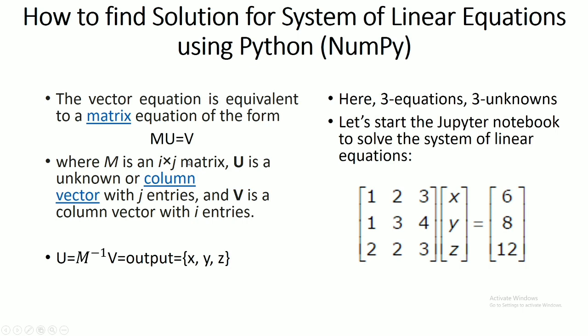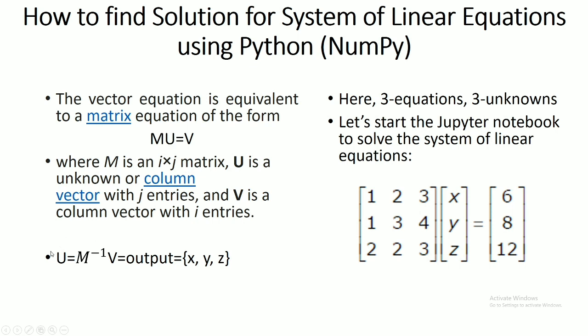Here M is the matrix with the element M11 equal to 1, M12 equal to 2, M13 equal to 3. In the second row and first column, the element is named M21 and its value is 1. Similarly, M22 is 3, M23 is 4. Here the matrix elements M31 is 2, M32 is 2 and M33 is 3. Here V is a column vector with entries containing the values 6, 8 and 12.